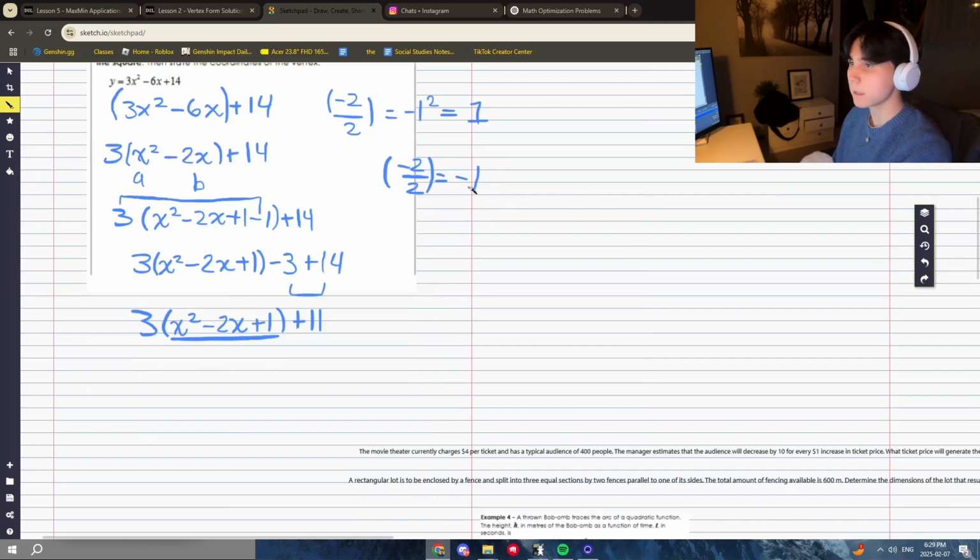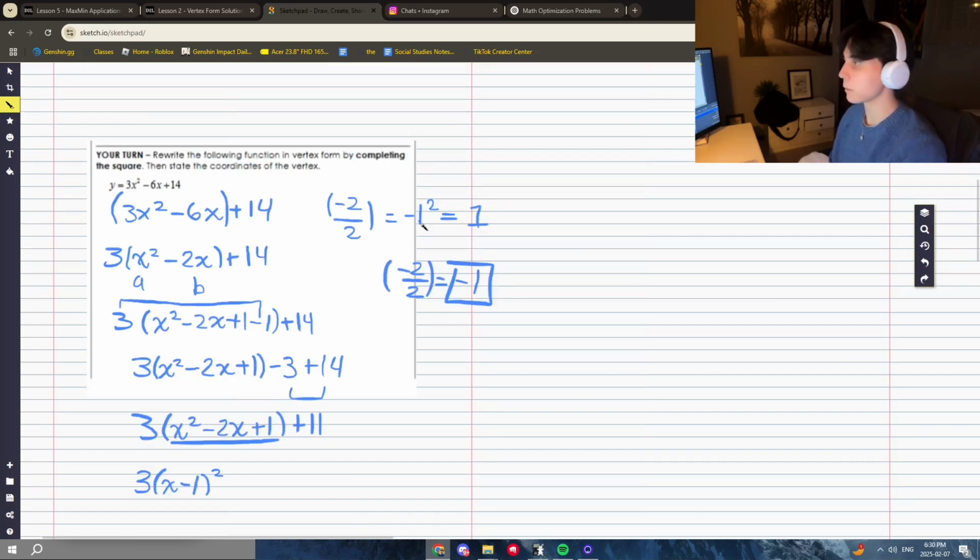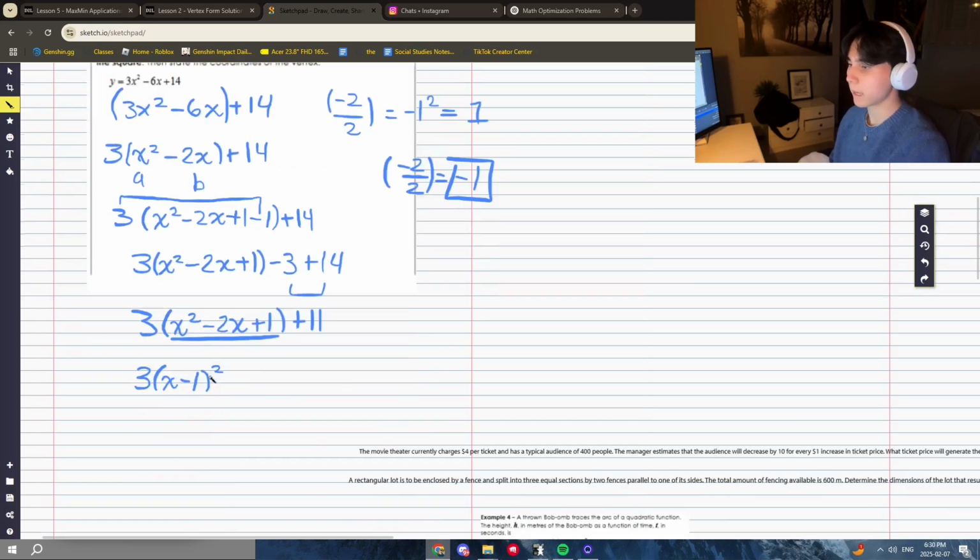And what I mean by that, we got negative 1. So all it's going to be is x minus 1 squared. So you're just taking whatever you got and putting x in front of it, basically. So if it was 1, it would be x plus 1. But in this case, since we got negative 1 as our b value after we divided it by 2, we're going to get x minus 1 squared plus 11, which is our final answer here.